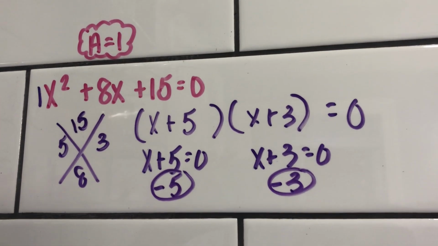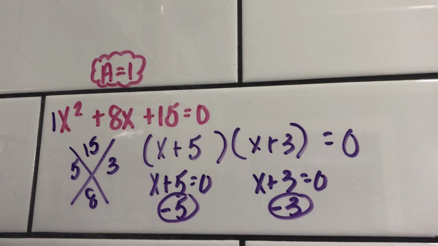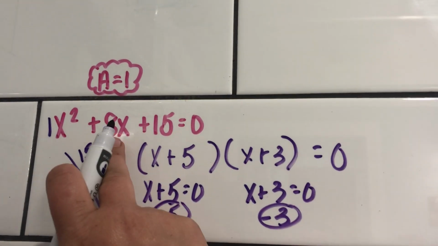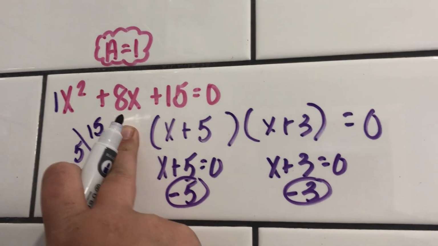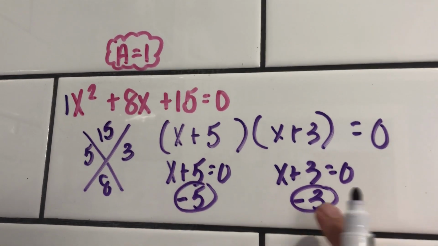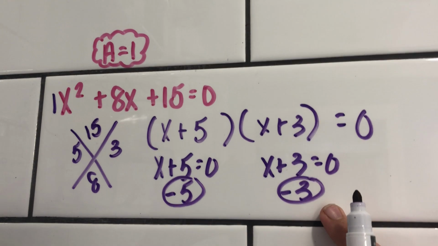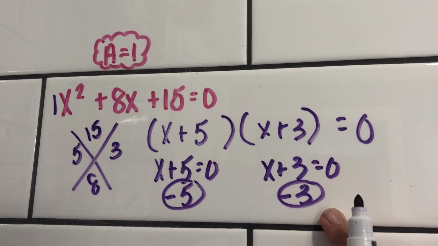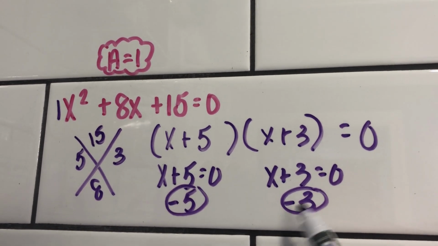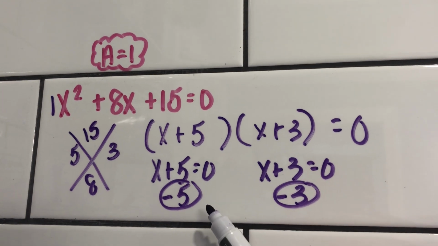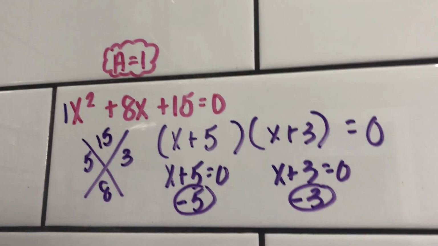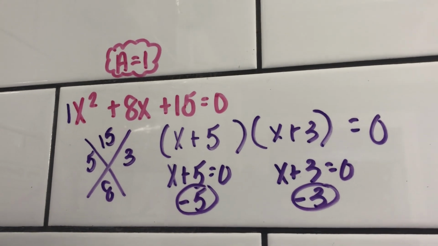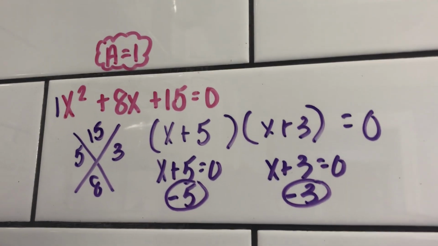Now if you're a visual person like I am, what those two numbers mean is that when I graph this quadratic equation, the parabola is going to cross the x-axis at -5 and -3. So there are two solutions to that quadratic equation. And remember, these can be called solutions, they can be called roots or zeros or x-intercepts. They all mean the same thing. I'd be done with that one, and A equals 1 is an easy one.